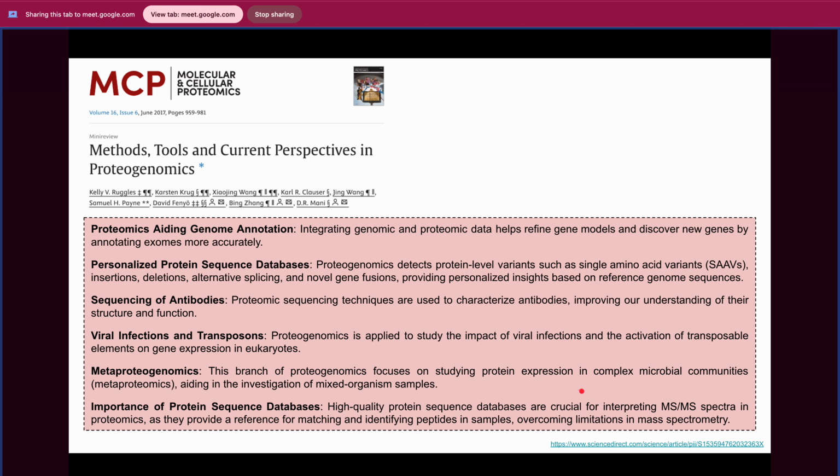Then comes metaproteogenomics. It focuses on protein expression in complex microbial communities. That's why it is referred to as metaproteogenomics, because it involves the microbiome, which is present either in the human itself or from other sources as well. All those studies also come under proteogenomics. And then the importance of protein sequence databases: if you have sequence-centric information, you will be able to capture novel peptides or refine gene models.